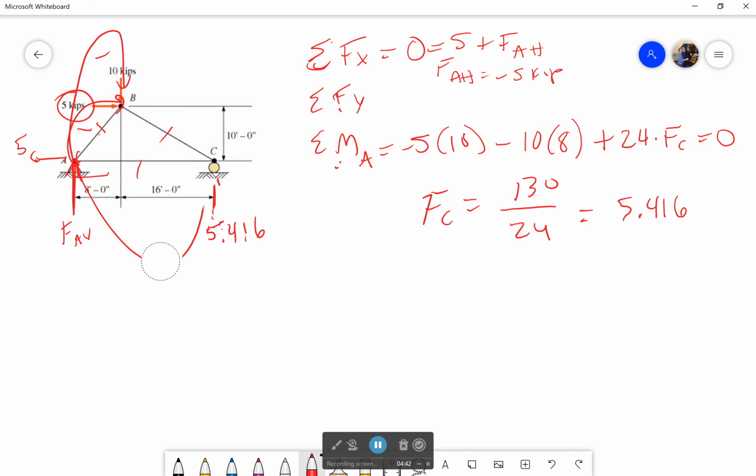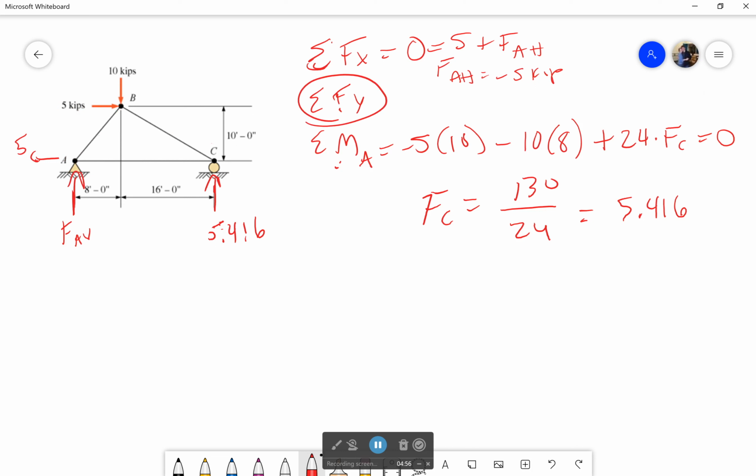I'll also clean up a little bit because all these crazy curvy lines do make it harder to read. Now I have one last unknown, which is force AV, and I have one last equation which I haven't used. You can also do some moments a second time if you wish. Sometimes that makes things easier.